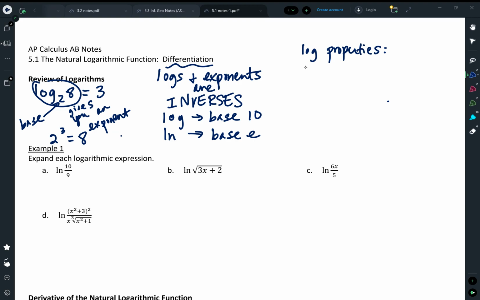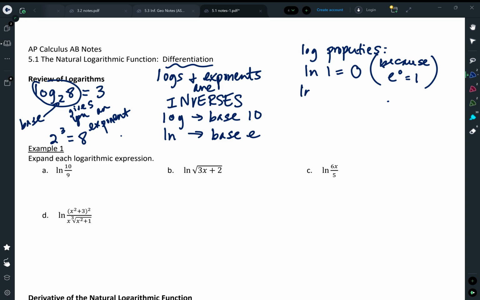So if I write log of 1 or natural log of 1, that's going to equal 0. It doesn't matter what my base is, because e to the 0 power equals 1. So if I wrote log base 2 of 1, that's going to be 0. Log of 1 is going to be 0. So any log of 1 is going to be equal to 0 because anything to the 0 power equals 1.